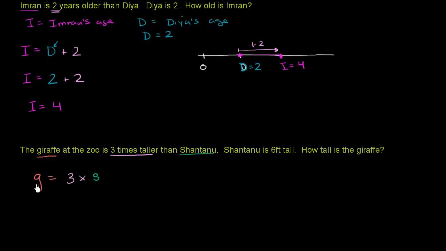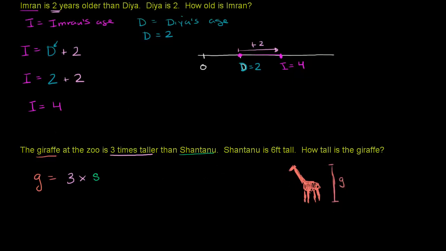So just to be clear what we did, the G represents the height of the giraffe. S represents the height of Shantanu. So another way of thinking about it, let me see if I can draw a giraffe reasonably here. So if this is the giraffe right over here, they're saying that if you take Shantanu's height times 3, you get to the giraffe's height. The giraffe might have longer legs than that. So this is G, the height of the giraffe.